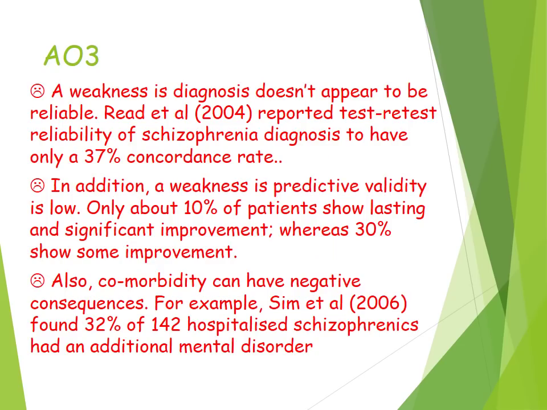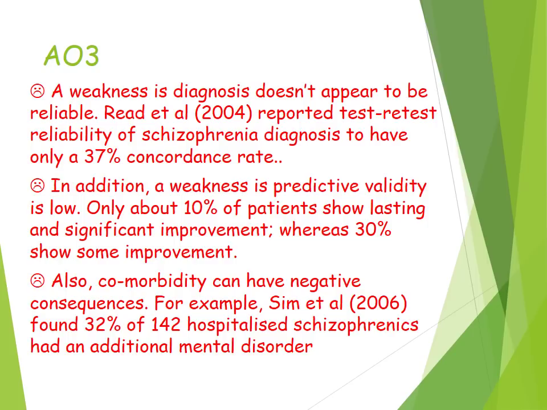So if we were to look at some AO3 then, a weakness is that diagnosis does not appear to be reliable. So Reed et al. in 2004 reported test-retest reliability of schizophrenia to have only a 37% concordance rate, which is really low. So therefore it would imply that it isn't reliable. Now, typically within psychology, we like to have a concordance rate or a coefficient of plus 0.8, which would suggest that we are reliable in that criteria, whereas this is 37%, so that is a low inter-rater test-retest, so it suggests that we aren't consistent in our diagnosis.